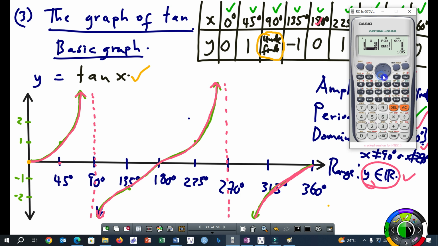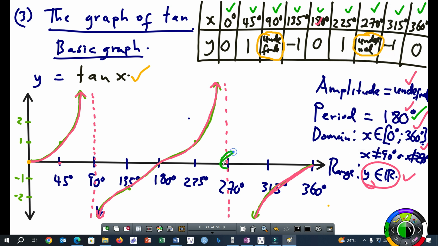If you carry on going down, you are going to find that at x equal to 270, we are going to have another value of x which gives us error. There is no y value at x equal to 270. So we are going to have a second asymptote. So the graph of tan has got 2 asymptotes. When you sketch the graph of tan, first thing, you draw your x-axis, your y-axis, and then you draw the asymptotes.